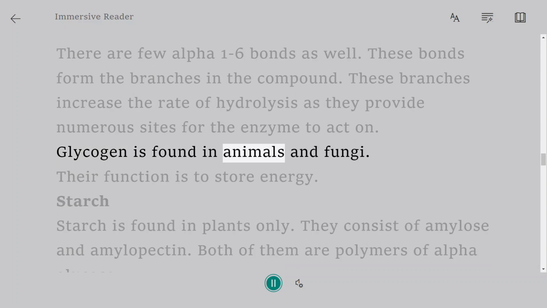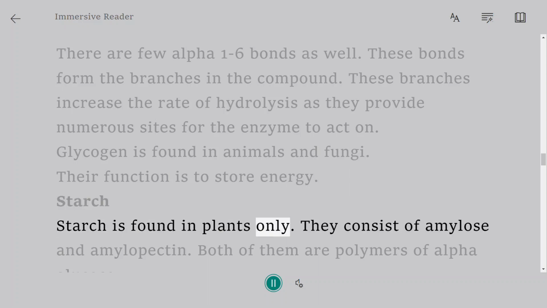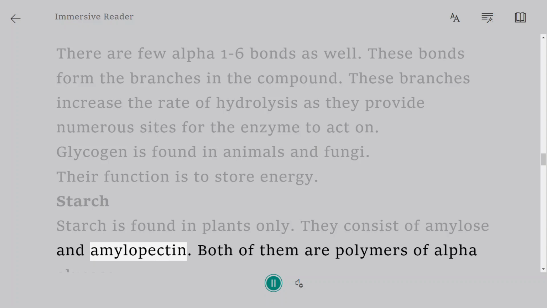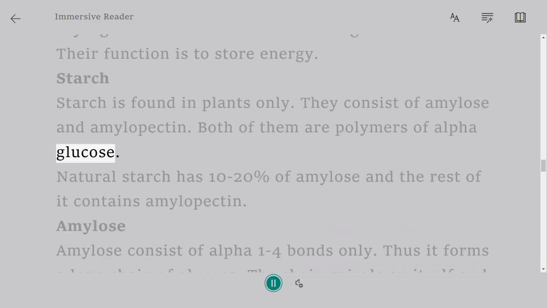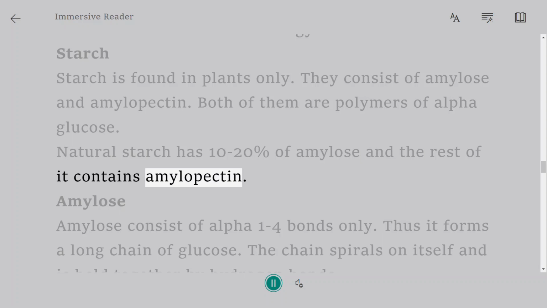Glycogen is found in animals and fungi. Their function is to store energy. Starch. Starch is found in plants only. They consist of amylose and amylopectin. Both of them are polymers of alpha glucose. Natural starch has 10 to 20% of amylose and the rest of it contains amylopectin.